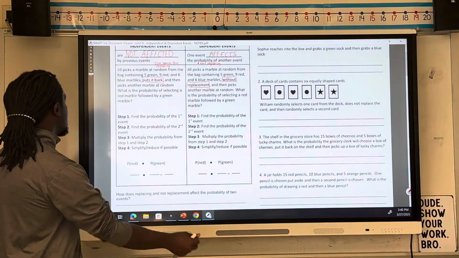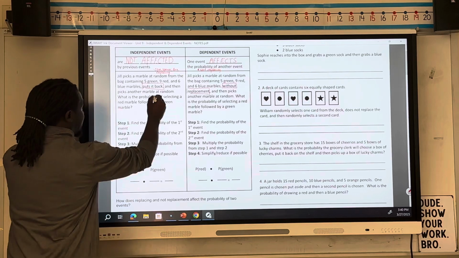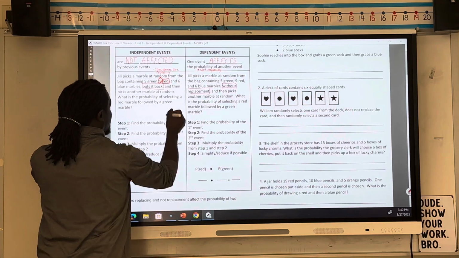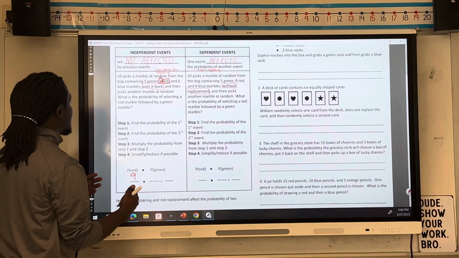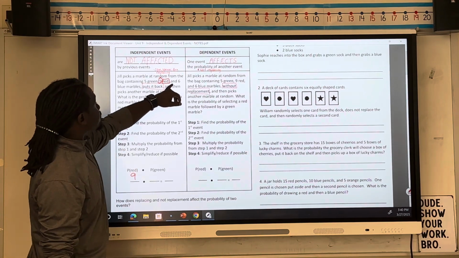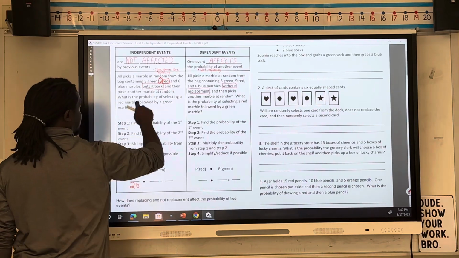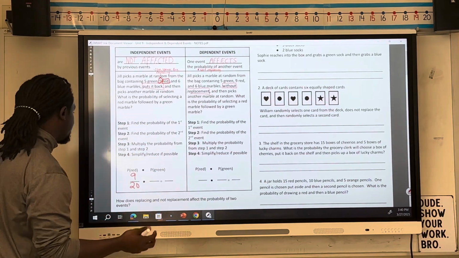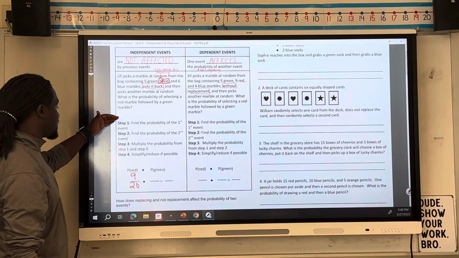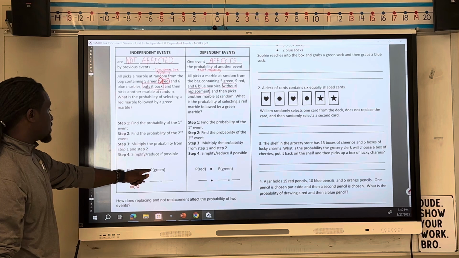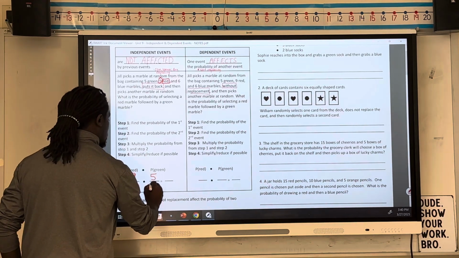So if I'm finding the probability of a red, I want to see how many red I have, okay? So I have 9 red, so I have 9 over the total, okay? And my total is 20. I'm just adding. The 9 plus the 6 is 15, and the 15 plus the 5 is 20, all right? And so I'm finding the probability of the first event, and I'm going to find the probability of the second. So the probability of finding a green is 5 over 20.